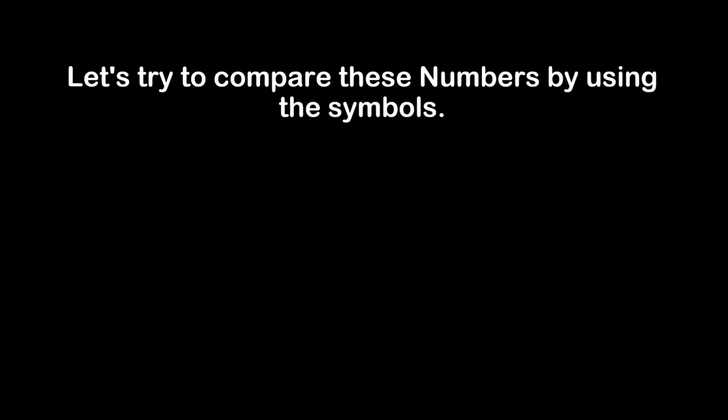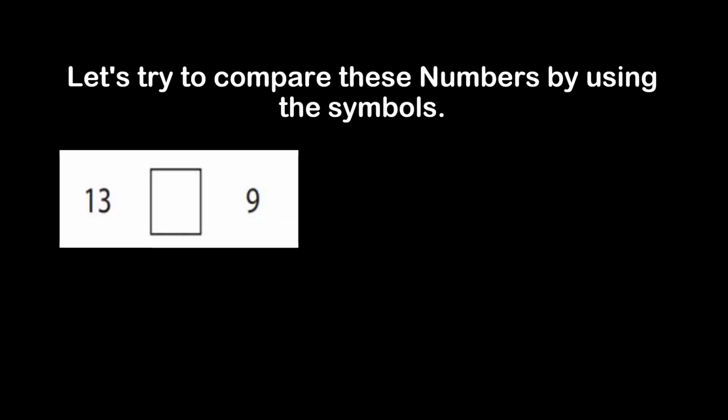Okay, let's try the first one. You have got positive 13 and positive 9. In positive integers, it's very easy. As you all know, 13 is larger than 9, right? Therefore, the pointer will be facing towards the smaller number, which is 9.